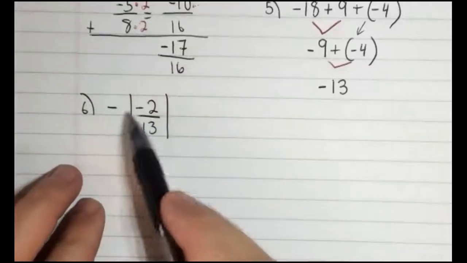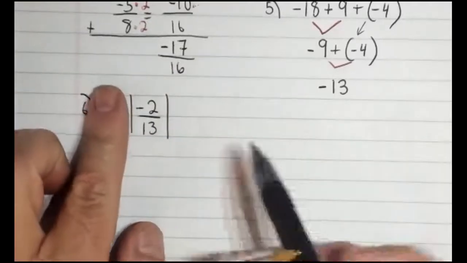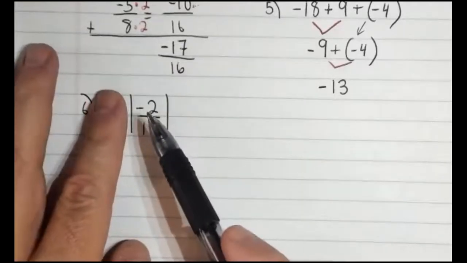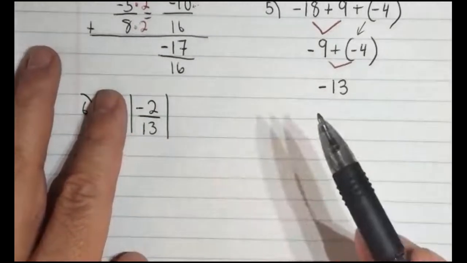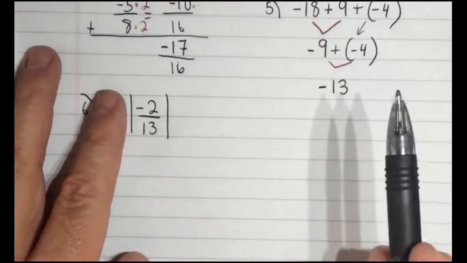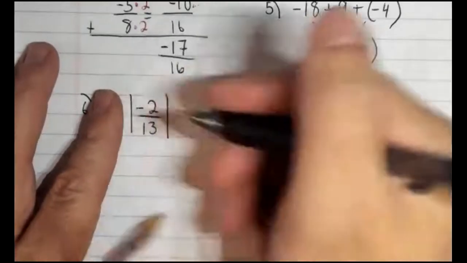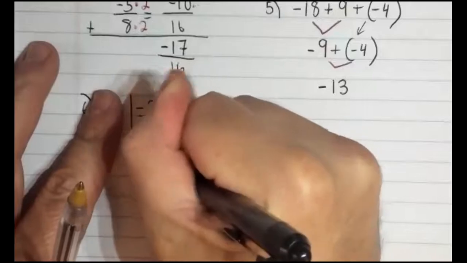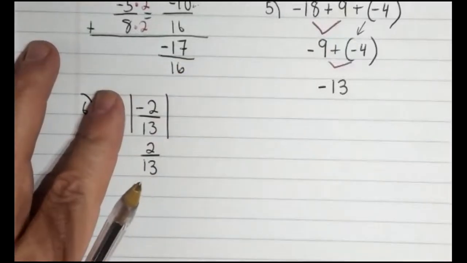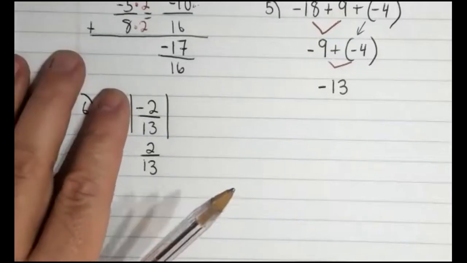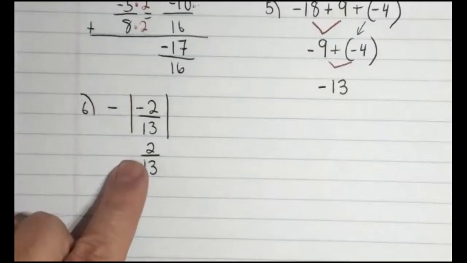So in other words, you're going to ignore the negative sign out in front. And we're going to say, what is the absolute value of negative 2 over 13? Remember, we talked about it doesn't matter whether the value is positive or negative, our answer will always be positive. So negative 2 over 13 is the same distance away from 0 as 2 over 13. So the absolute value of negative 2 over 13 is just 2 over 13.